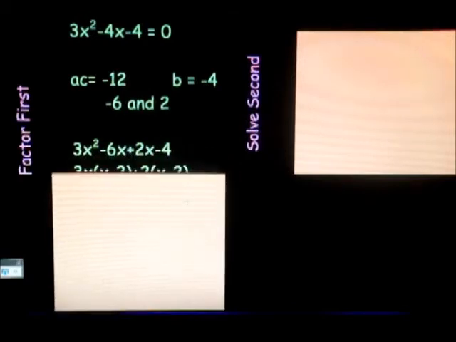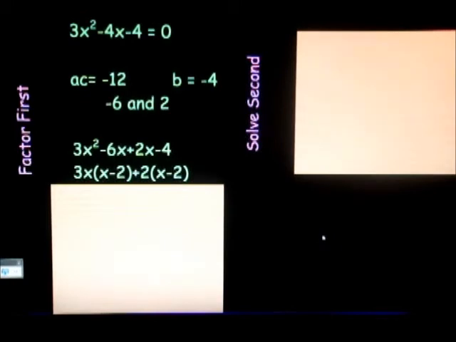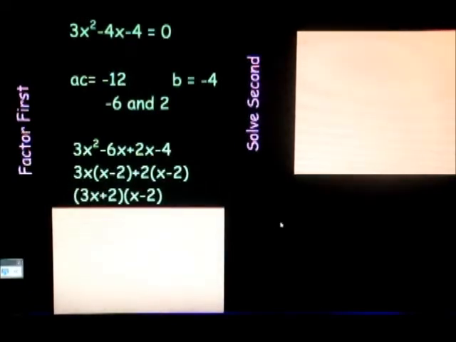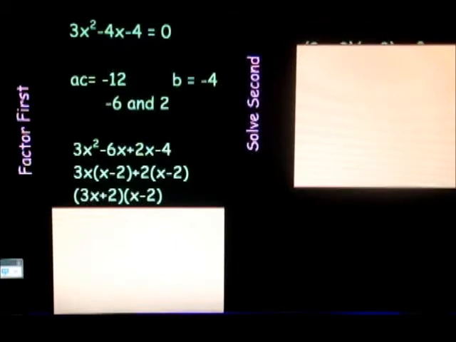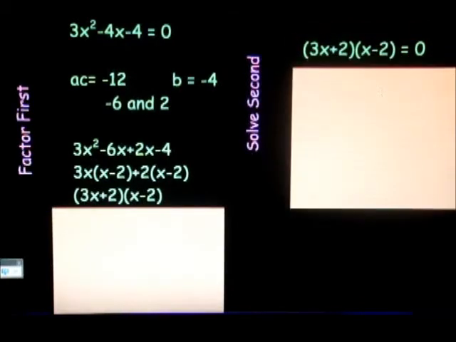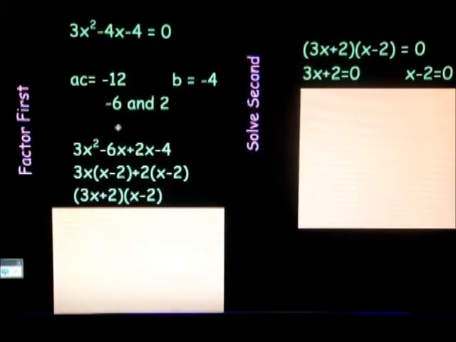We separate them. We factor out from each piece. We factor out a 3x here. We can factor out a 2 here, and then we can put them together. So our first step is just factoring. Now we need to apply the zero principle, which is, if both of these are multiplied and equal 0, one of them has to be 0. So we set them both equal to 0.